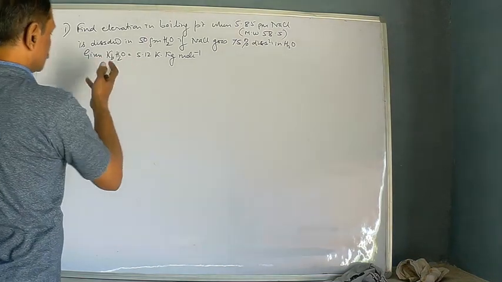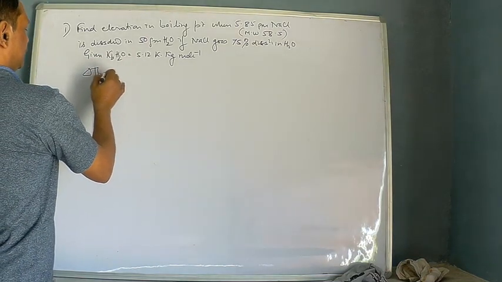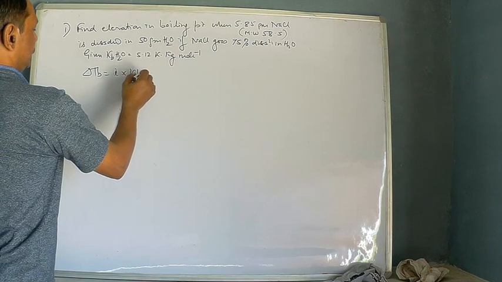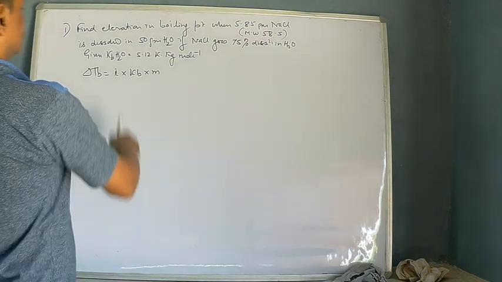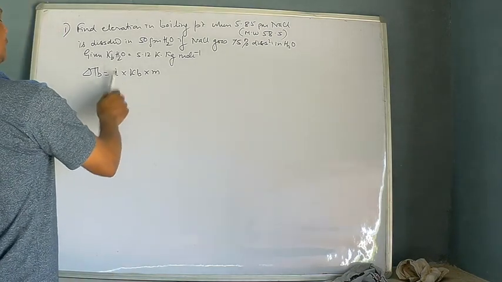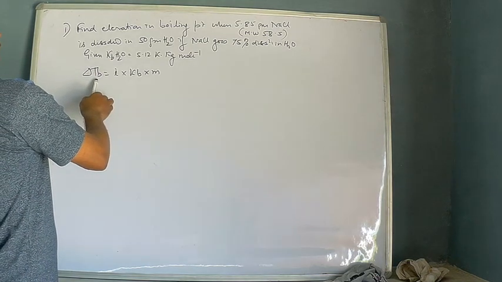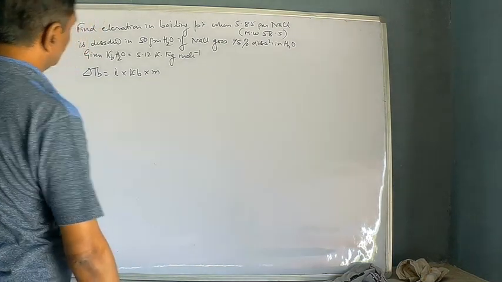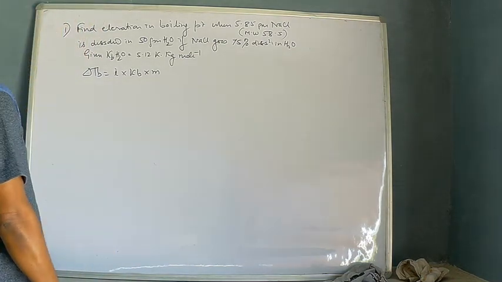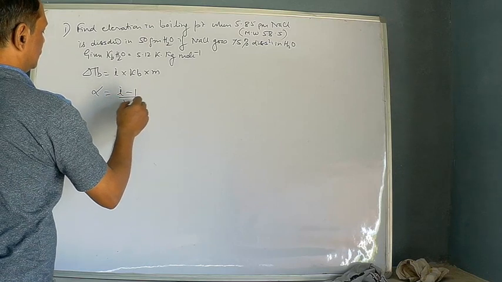Class, we are going to use the formula which has already been told to you. Delta Tb equals to I into Kb into M. M is the molarity. But we don't know I. So until unless we can find out I, we will not be able to solve delta Tb. So how to find out I? So we'll go for relation between degree of dissociation and Van 't Hoff factor, that was alpha equals to I minus 1 upon n minus 1.